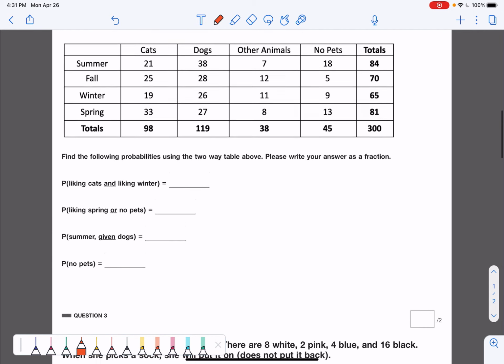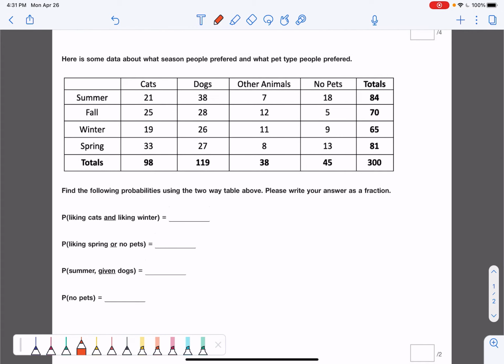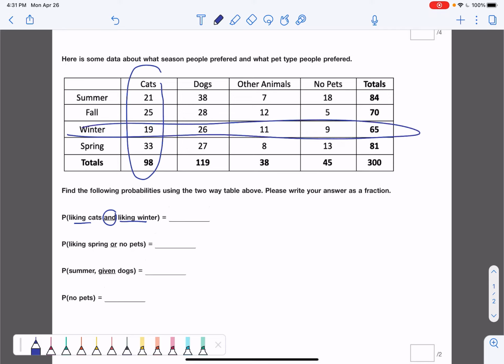Question number 2 is very similar. It's the same ideas, just different data. So liking cats and liking winter. Here's cats. Here's winter. And is both, 19 out of our total.